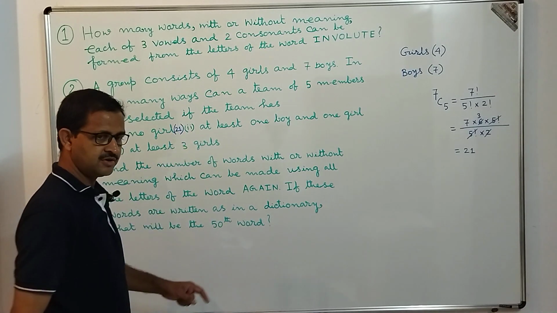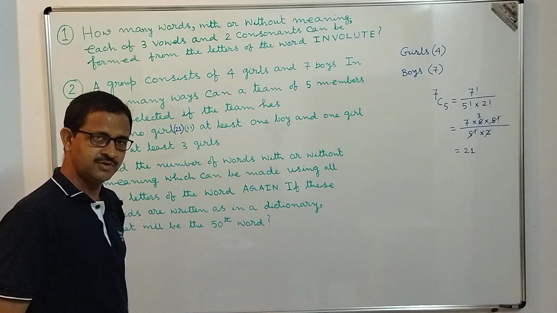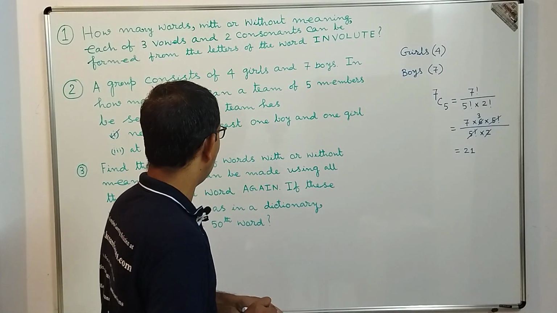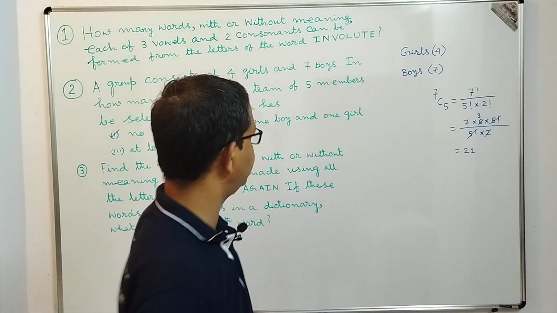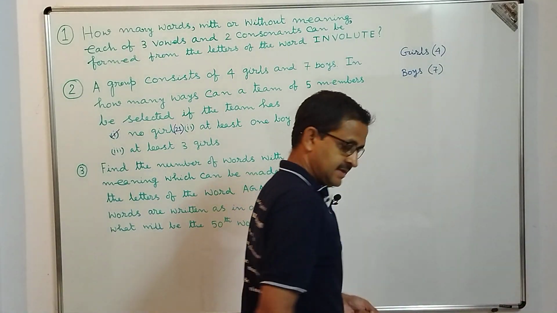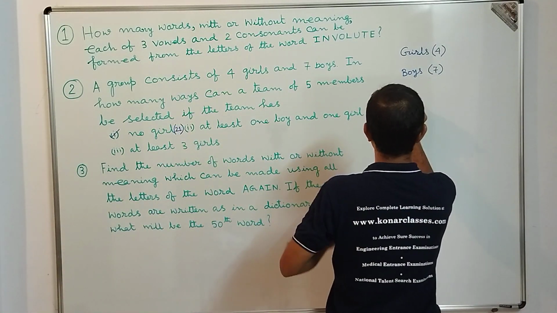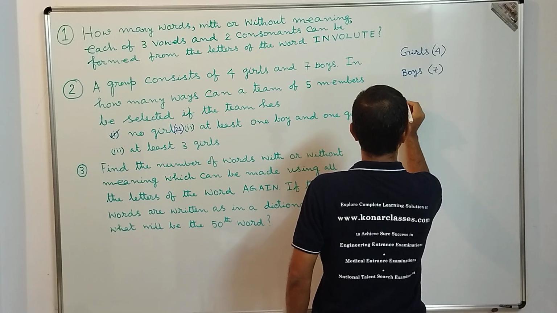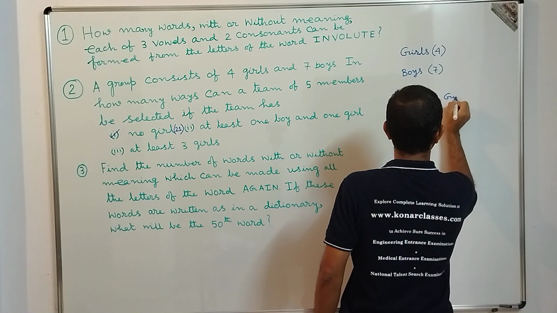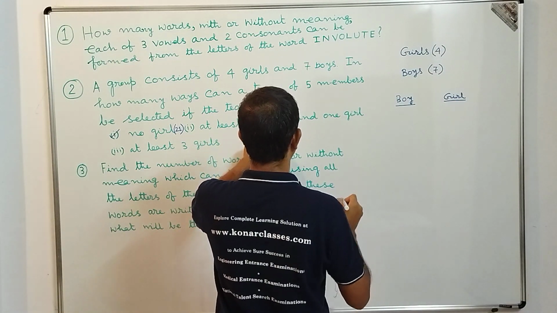Now let's concentrate on the second part. At least 1 boy and 1 girl. Okay, so it is a 5 team member, but at least 1 boy and 1 girl. So how can we choose this? Let's see. If we need to select at least 1 boy and 1 girl, that means there are many ways we can select. Suppose here I write boy and here I write girl. So 5 team members, at least 1 boy and 1 girl.